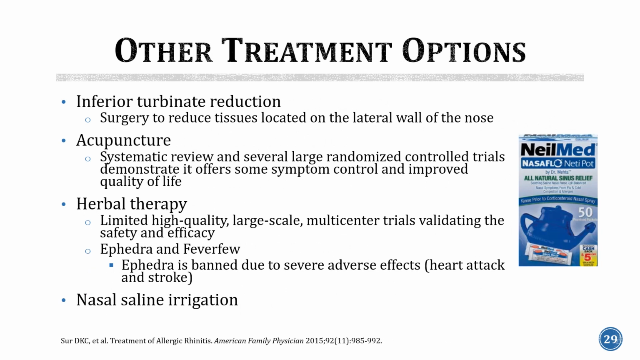Some other less commonly used treatment options include inferior turbinate reduction, where they go in and they cut down the tissue to reduce the amount on the lateral wall of the nose, so it's not going to respond to the allergens as much. Another is acupuncture, which has shown to offer some symptomatic control and also improve patients' quality of life. For herbal therapy, there's not really any high-quality studies available that value efficacy and safety. Ephedra is one of the herbal medications that has actually been banned since it's been associated with severe side effects, so it's been shown to cause heart attack and stroke.